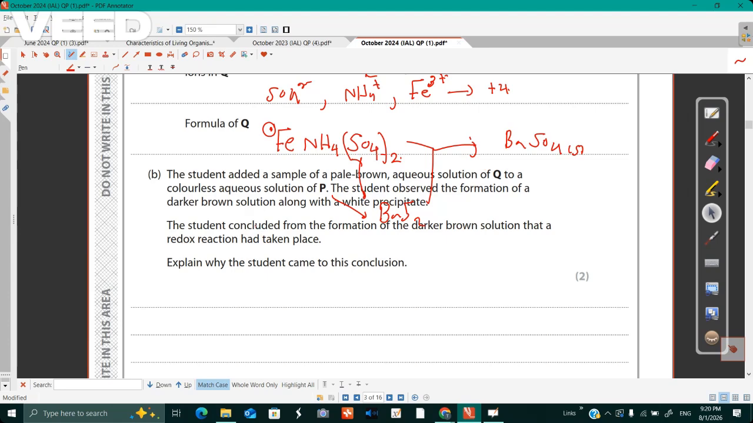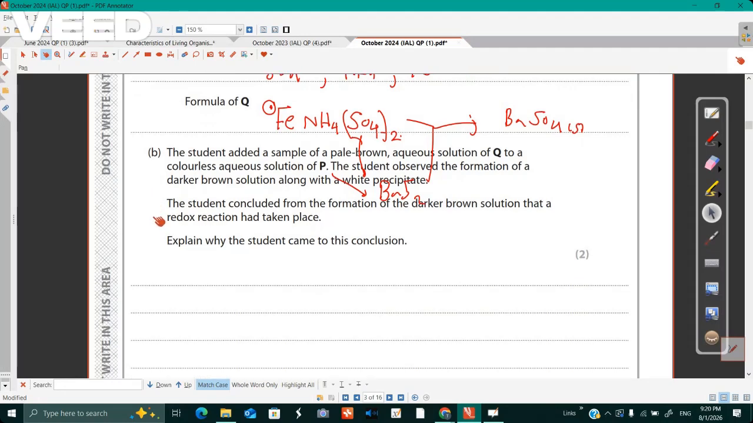So that is my observation for now. Formation of a darker brown solution along with a white color precipitate. Right, a white color precipitate is observed, and a brown color solution. You have Fe3 plus anyway.